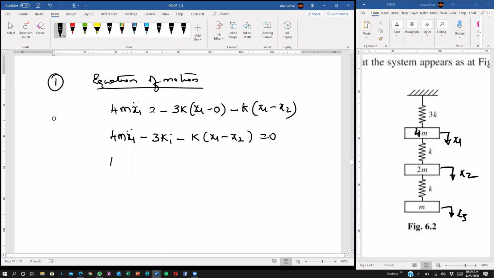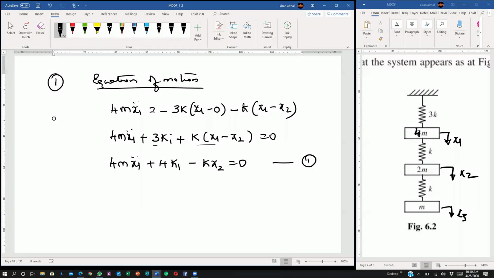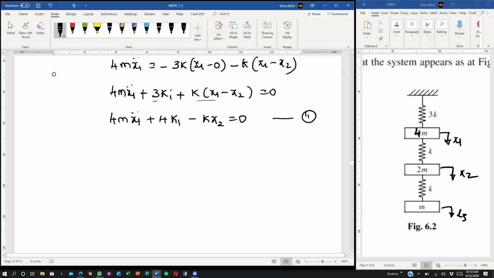Again, if I simplify, I'm going to get 4m x1 double dot. You can check it out here. Oh, sorry, this is plus, this is also plus. Plus 4k x1, correct or not? This and this will get added up, minus k x2 is equal to 0. So this is my equation number 1. Similarly, I will go for the second mass. What is the second mass now?